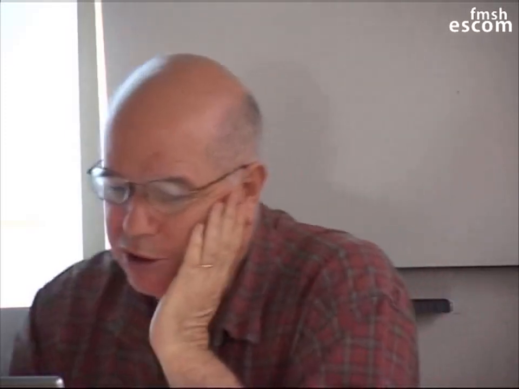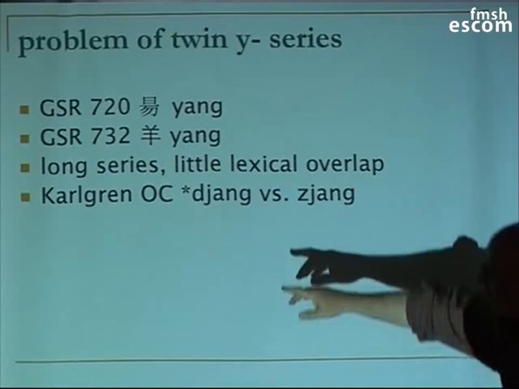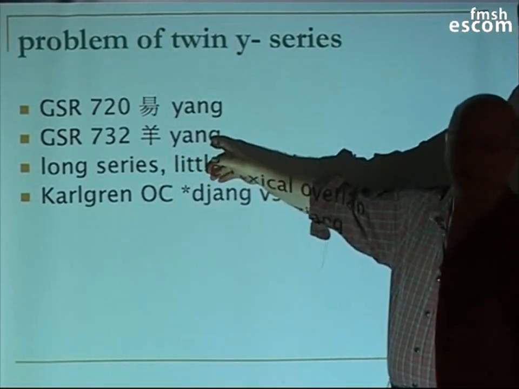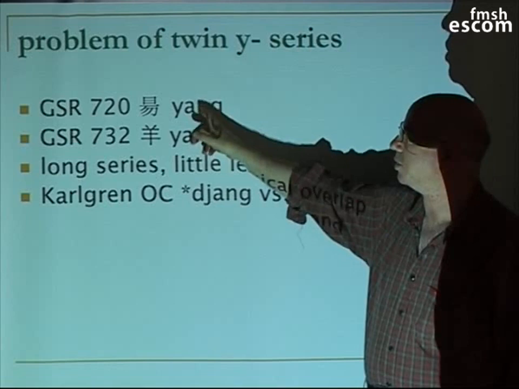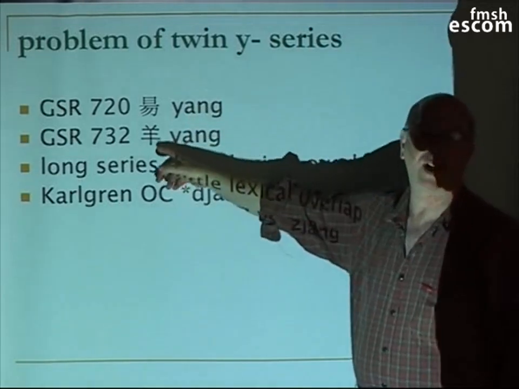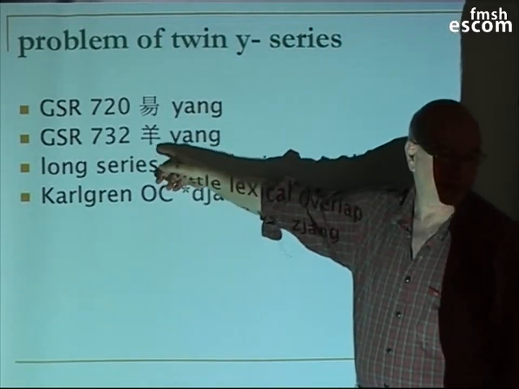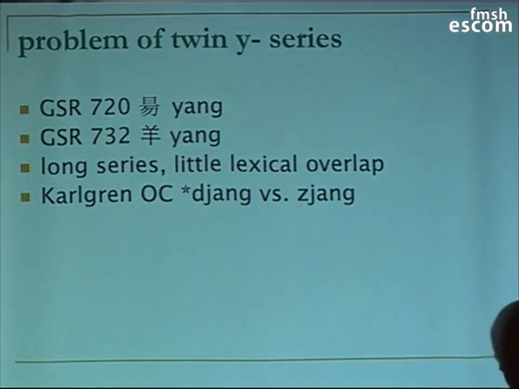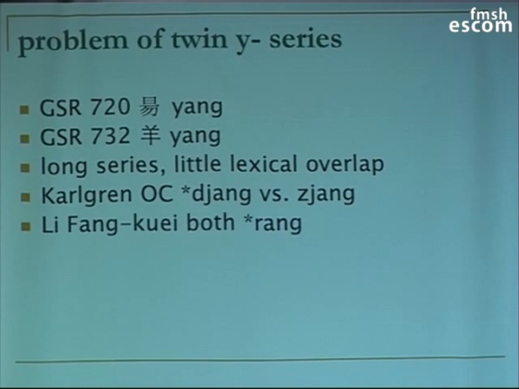Karlgren reconstructed Old Chinese Biang versus Xiang, because you get Z initials in this series, but not in that one. For instance, Qixiang, Le Xiang, or Xiangxi, Le Xiang. But after Karlgren, Li Fanggui abandoned the idea that there was a difference. He reconstructed both as Ran.